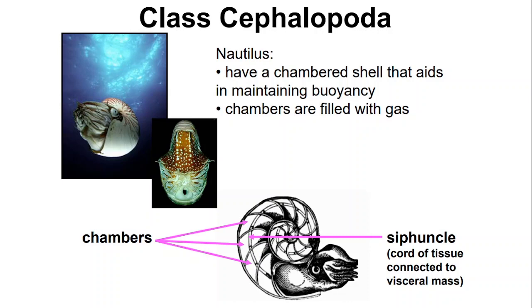The Nautilus, as I already mentioned, has a chambered shell that aids in maintaining buoyancy. The chambers are filled with gas. In this picture, we can see the chambers, which are section-like arrangements. The small internal portion is called the siphuncle, a cord of tissue connected to the visceral mass.